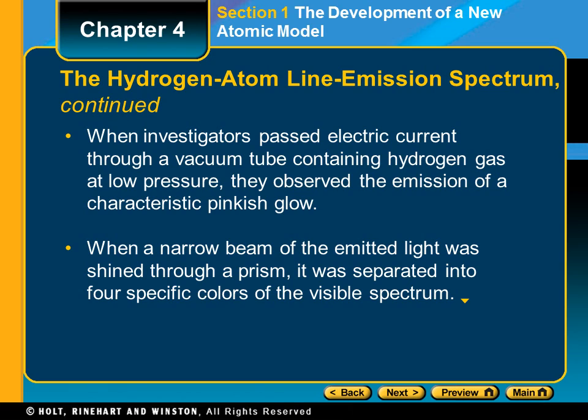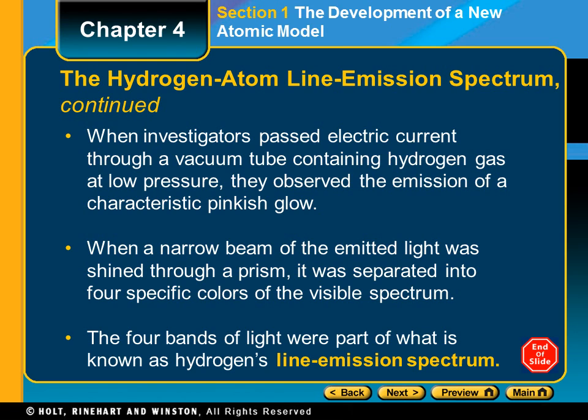When a narrow beam of that emitted light was shined through a prism, it was separated into 4 specific colors of the visible spectrum. So now we take that pinkish glow and split it up using a prism, and it separates into its component parts. The 4 bands of light were part of what is known as hydrogen's line emission spectrum. Now what you're going to see here, guys, is that this line emission spectrum is a property of different elements that can be used to identify the elements in question.